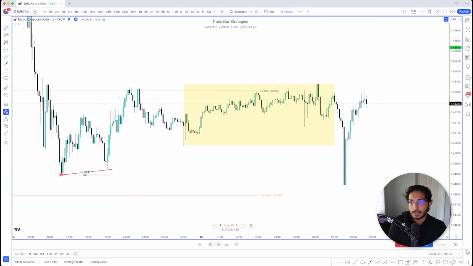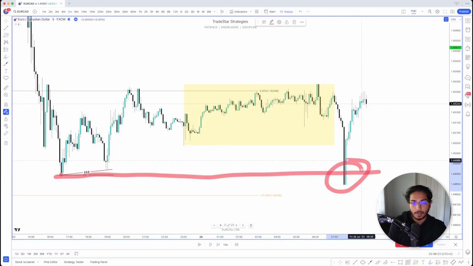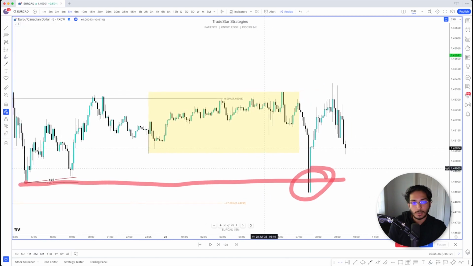And then what ends up happening is very simple. We have some form of liquidity here. That liquidity gets grabbed, right? And then we move in the next direction, right? So let's do this. All right, so we put some bars on the graph.